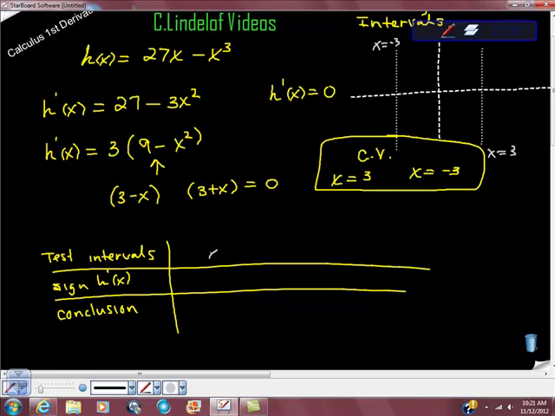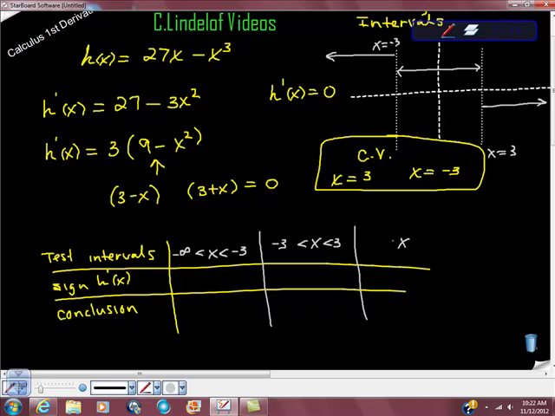The first interval is x greater than or equal to negative infinity, but less than negative 3, right? The second one is this one in between, which is x greater than negative 3 but less than 3. And the last one is this right-hand interval, which is x greater than 3 but less than positive infinity. Is that good?